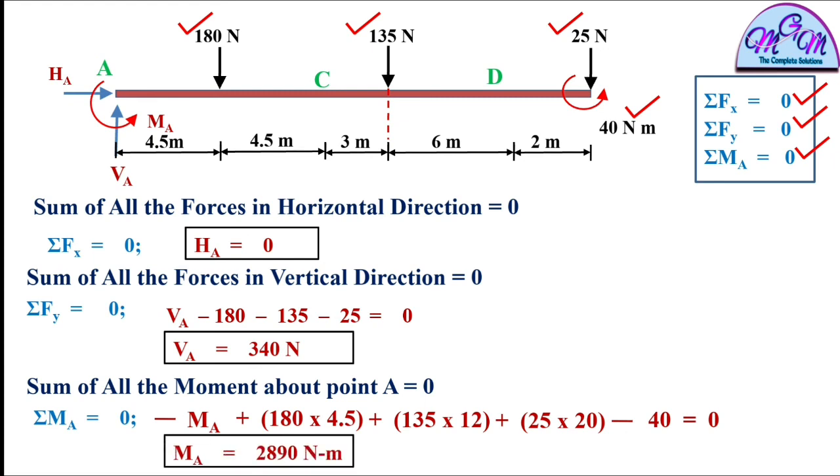You can solve this equation. Here you will get the value of moment about point A equals 2890 Newton meter, and this will be in the anti-clockwise direction. So this is your answer.